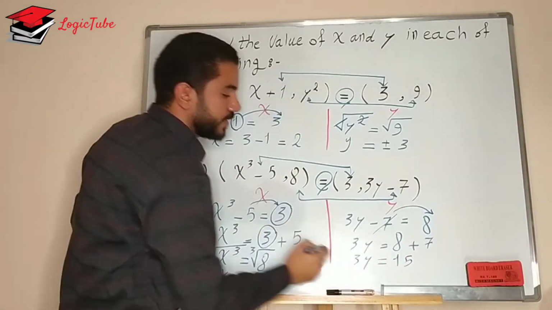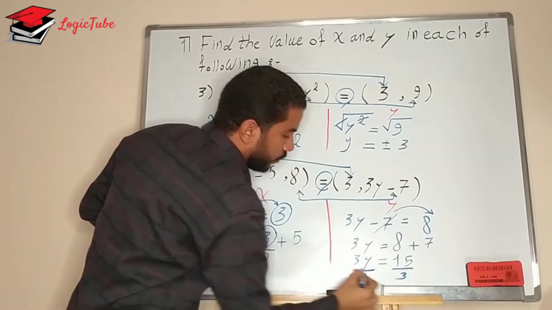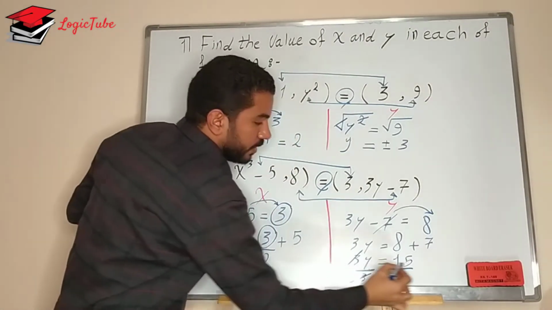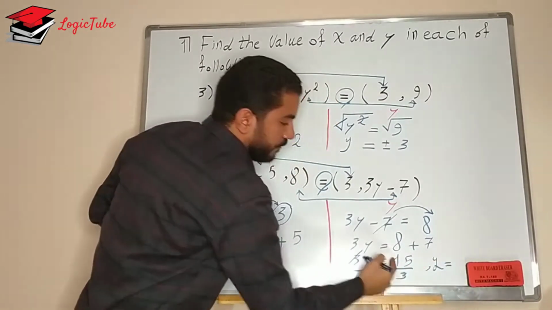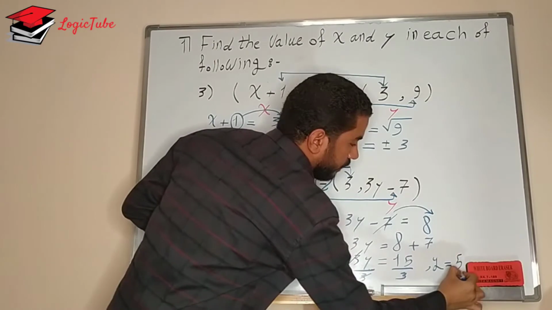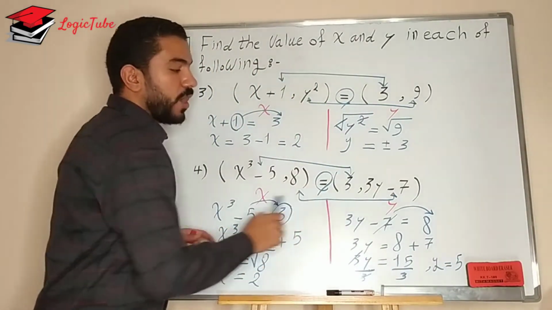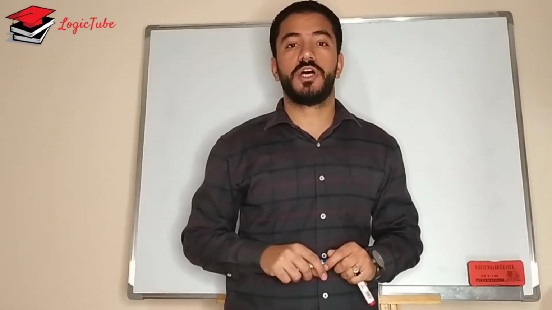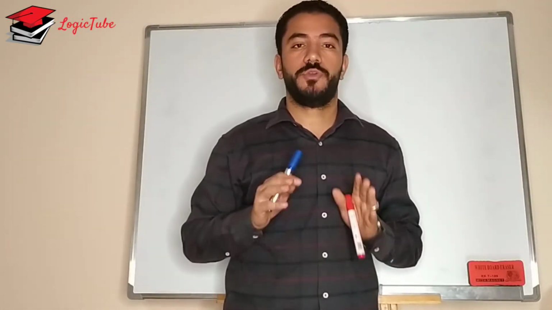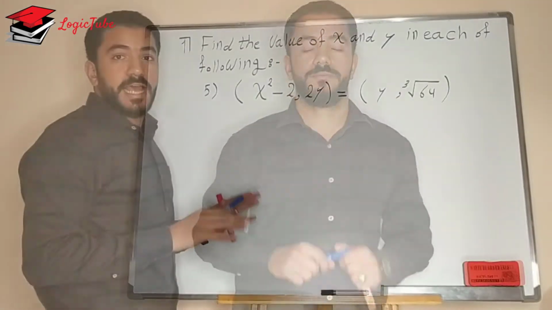We'll divide both sides by 3. So we'll cancel 3 by 3. The remainder here, y equals 15 over 3, 5. Okay? Here we have x equals 2, but y equals 5. If you found your answer right, keep going, but if you didn't, you have to repeat your solution again to solve it correctly.